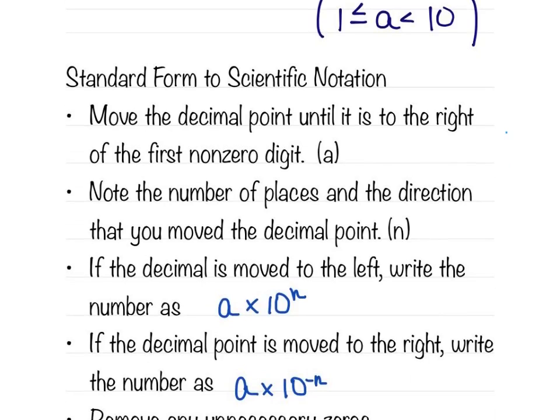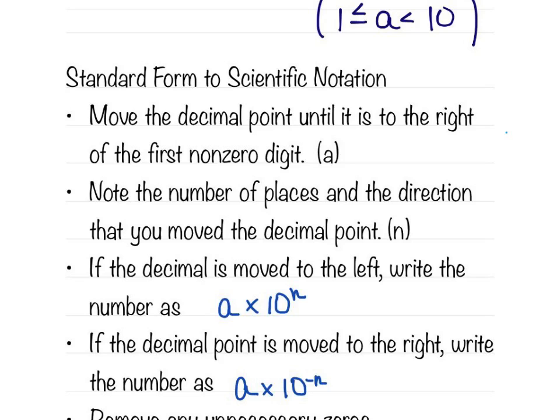First, move the decimal point until it is to the right of the first non-zero digit, and that will be A. Note the number of places and the direction that you moved that decimal point. That will be N.